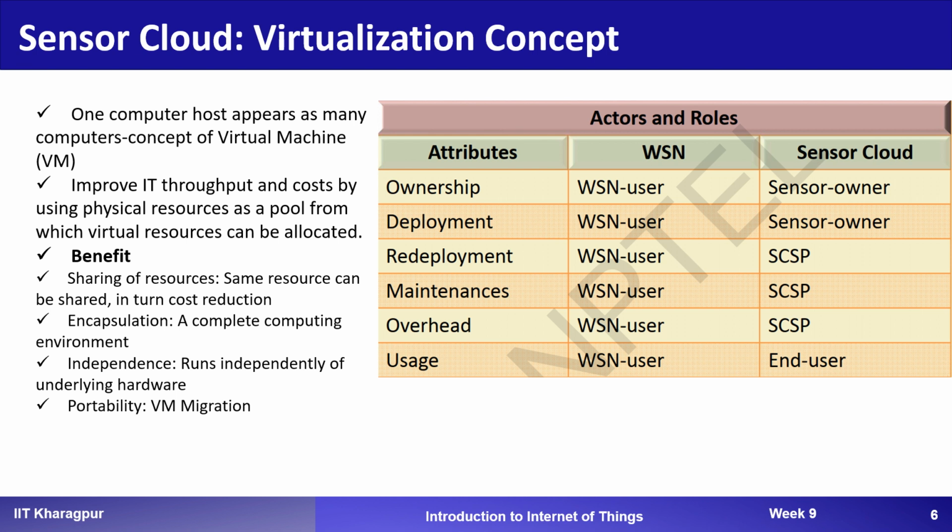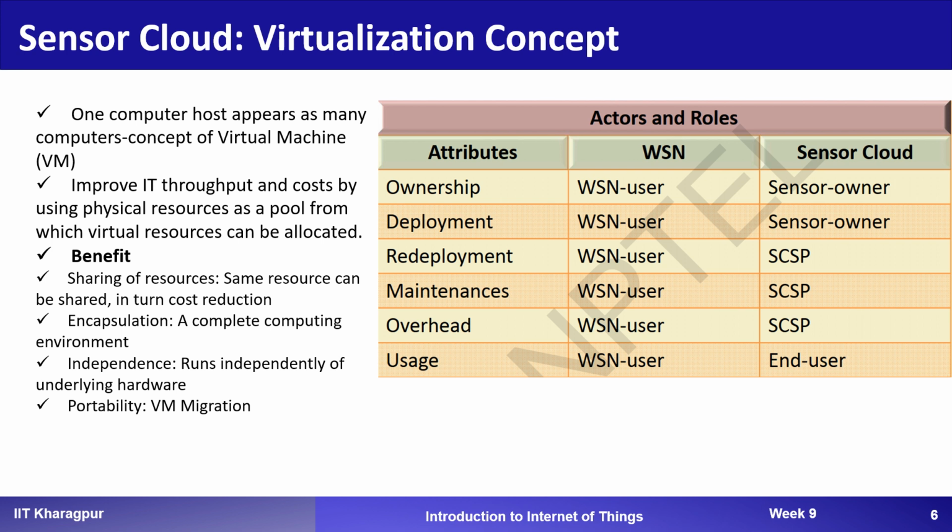So first one is sharing of resources. The same resource can be shared by multiple end users, so this results in the reduction of cost. Second one is encapsulation. So there is a complete computing environment in case of virtualization. Then independence: all the virtual machines which are created over a single resource work independently. And next one is portability. With the help of virtualization, we can migrate virtual machines from one system to another.